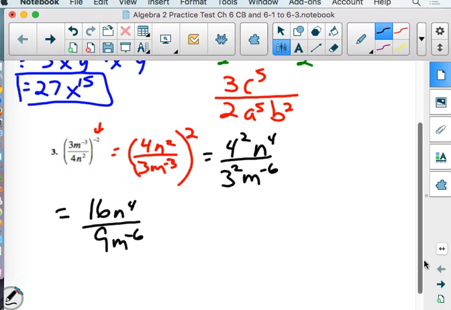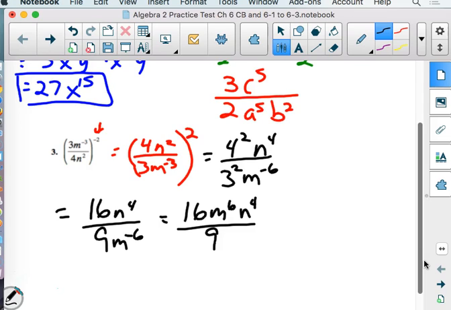So how am I going to get rid of this negative for my m? Bring it to the top, exactly. So it'll be 16m to the 6th, n to the 4th, and that's just because we like to keep them in alphabetical order, over 9. The last thing to check would be, can we reduce 16 ninths? But we can't. So that one's done.